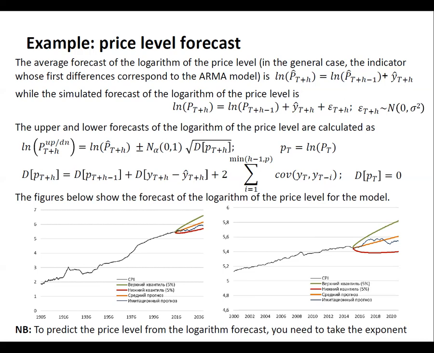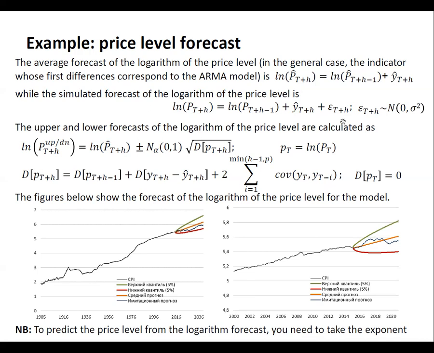So for average forecast, this formula works. For simulation forecasts, this formula also works. It is the logarithm of the price level h steps ahead with the logarithm of the price level h minus 1 step ahead plus the average forecast plus the error generated at time h. It is clear that the simulation forecast is again obtained by recursion.